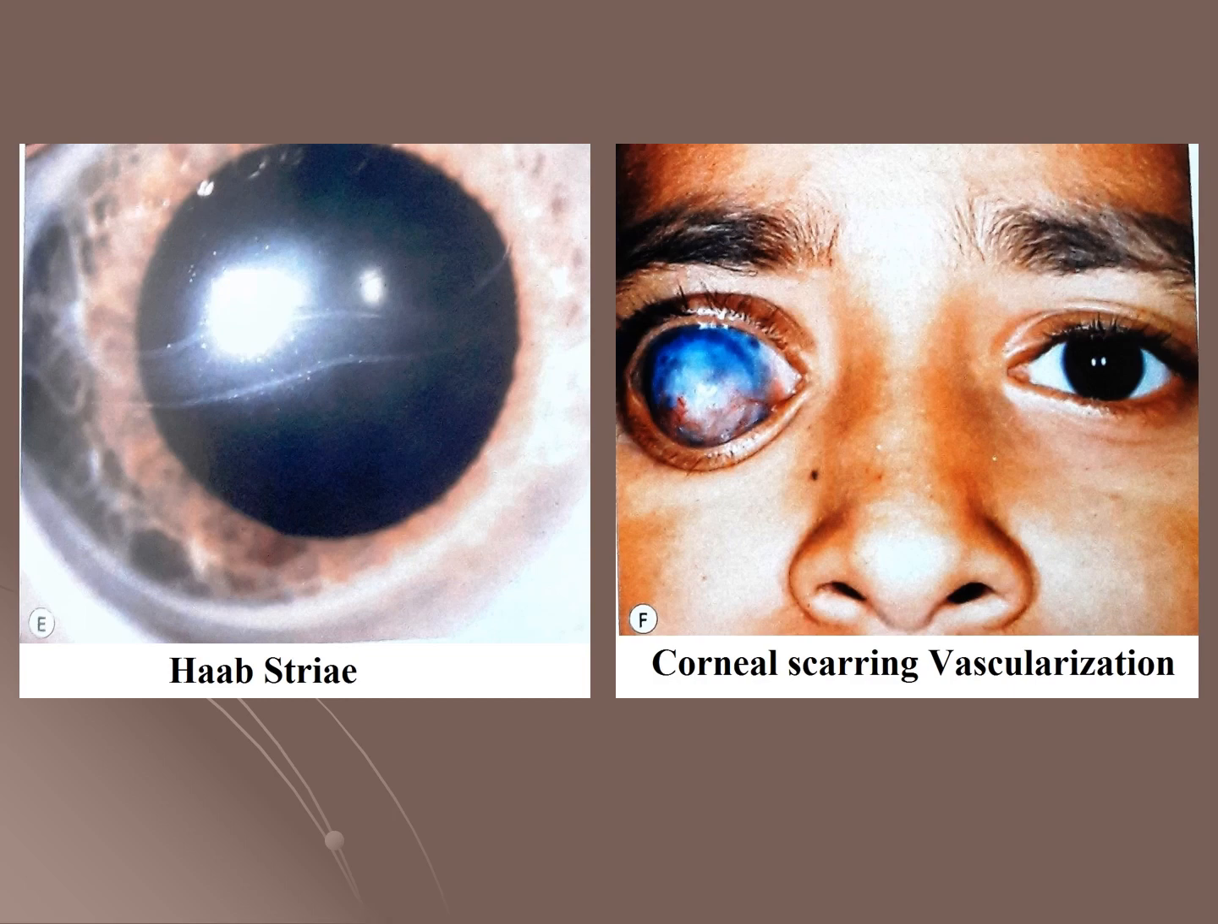Here you can appreciate the Haab's striae. Haab's striae are the breaks in Descemet's membrane, curvy linear horizontal lines. And this is the end stage of buphthalmos having vascularized corneal opacity. Usually the individual is unable to see.